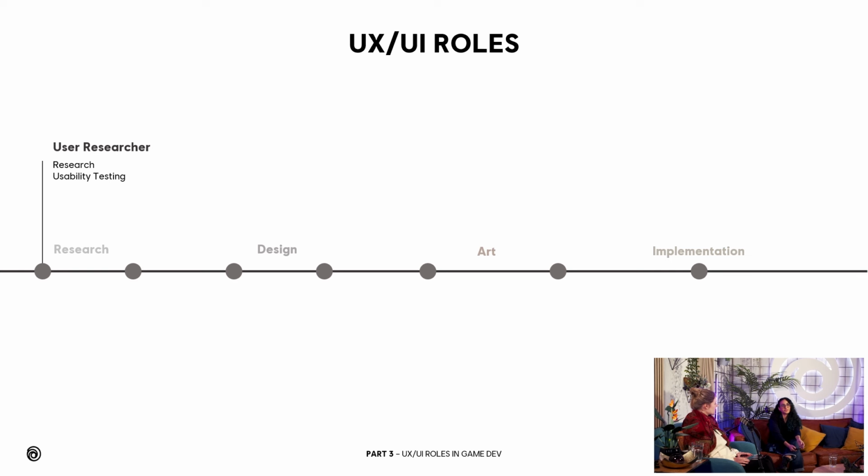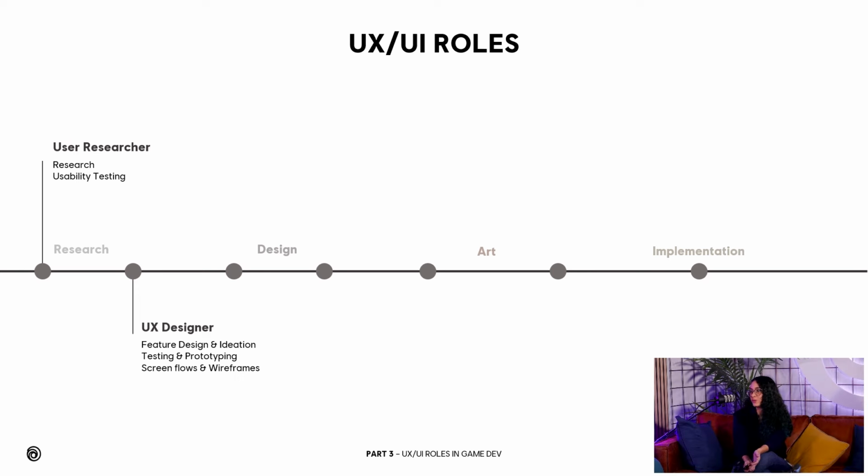So in the first part of the spectrum, we have research. In here we can find user researchers, who will be focusing on user testing, for example, user research and testing. Then we have UX design, which is not solely focused on research. Then we have also how we apply the research into the design. So UX designers will prepare also proposals for screen flows and wireframes and prototypes.